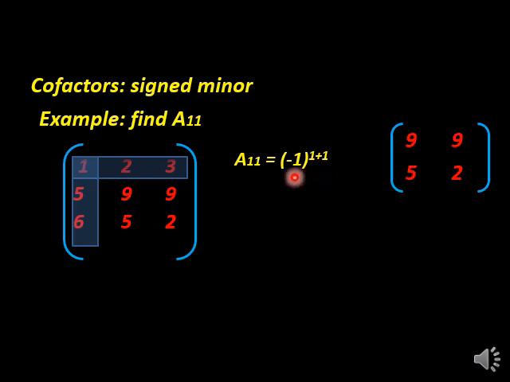Now, we determine the sign of this minor using this formula: a constant negative 1 is raised to the sum of the location of the element. The location of the element is row 1, column 1. Thus we have negative 1 squared, or positive 1. So the sign of the cofactor of the element A11 is positive 1. And then we determine the determinant of this new matrix. So we have negative 27 as its cofactor. Now we can also determine the cofactors of other elements, such as the cofactor of 5. The procedure is just the same.